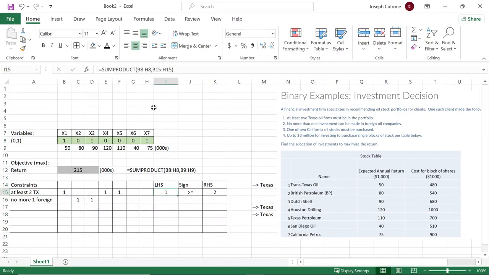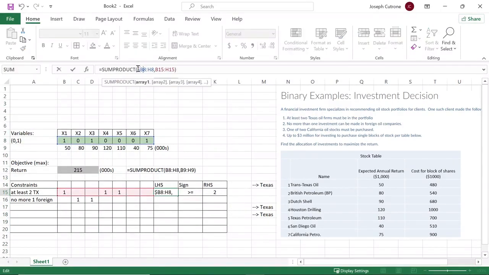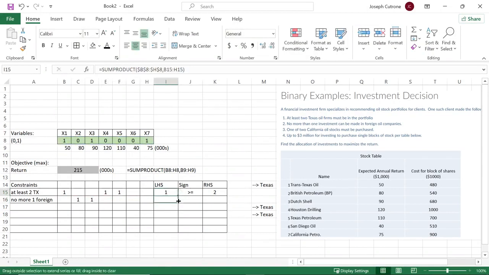So my left-hand side, let's actually put the dollar signs in before I forget. So we'll put $B$8, $H$8. You can just drag this formula down. No more than, that is less than or equal, and it says 1. So no more than good old 1. Great. Third constraint, one of the two California stocks must be purchased.